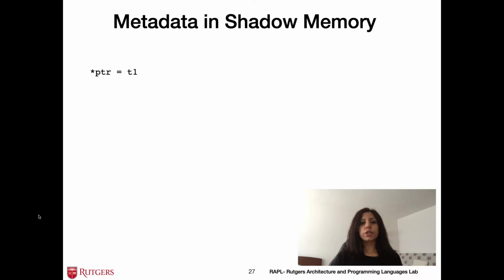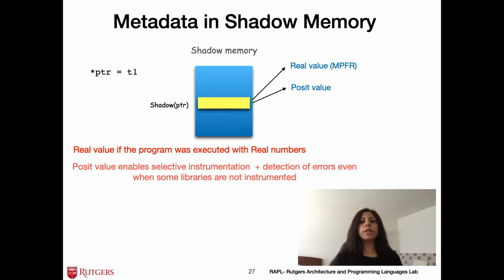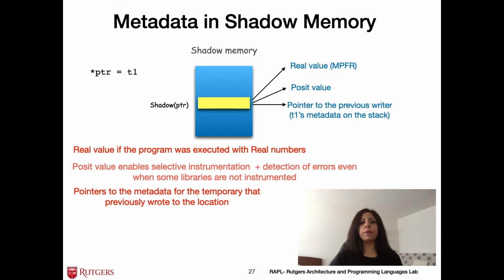Now the next question is, what should we store in metadata for variables in memory? The way a program communicates with memory in LLVM IR is by storing a temporary to memory or loading the memory in a temporary. All computations are done on temporaries. When we store a temporary to memory, we store the real value, posit value, and a pointer to the temporary that is written to the memory. Storing a pointer to the temporary helps us to trace the provenance of numerical errors within the memory.